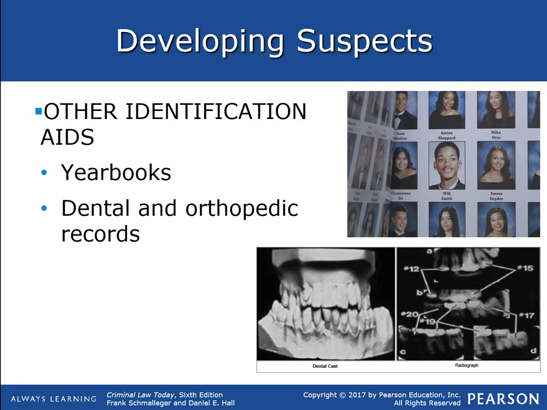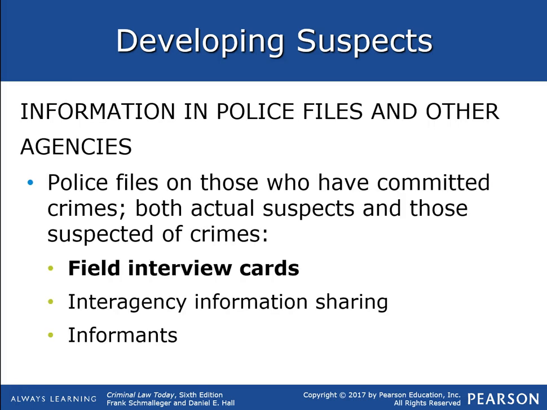Some other aids that you can use would be yearbooks. You could go back and look in a yearbook or have somebody identify a potential suspect by looking at a yearbook. And if you look at the one right here, that's Will Smith. Anyway, not that he's a suspect, but I thought I'd throw that in there. Dental records or orthopedic records. This is another means of developing or identifying a suspect.